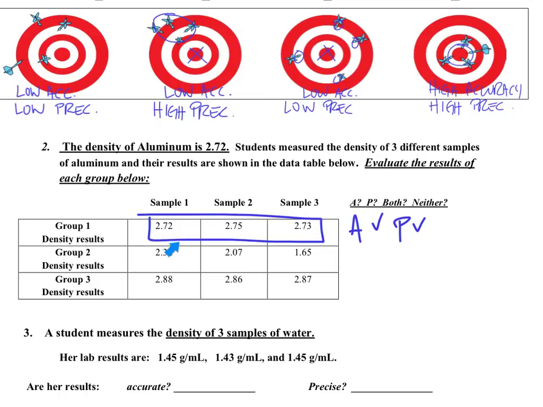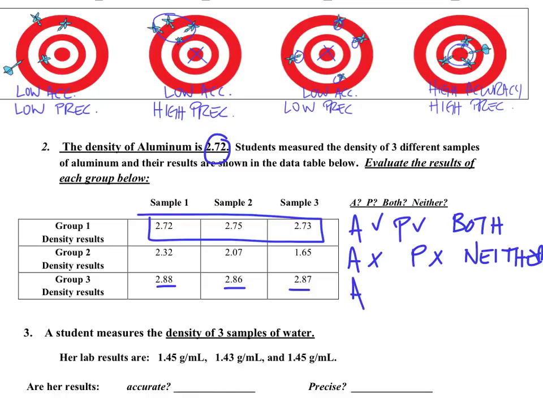Group 2 has 2.32, 2.07, and 1.65. Not any of these are really close to 2.72. So I would say they're not accurate. So accuracy would get an X because they're not accurate. Precision, they're not very close together, so precision is going to get an X also. They are neither. Okay, and the last one, you got 2.8, 2.8, 2.87. Well, they're not very close to 2.72, so as far as accuracy goes, they're not accurate, but they are all very close to each other, so precision gets a check.